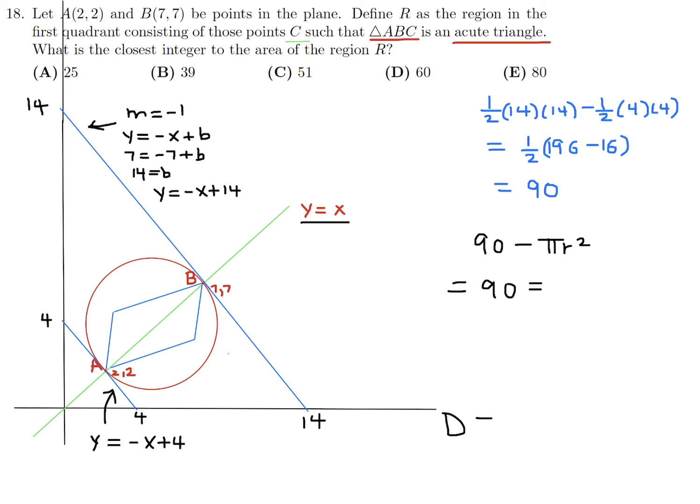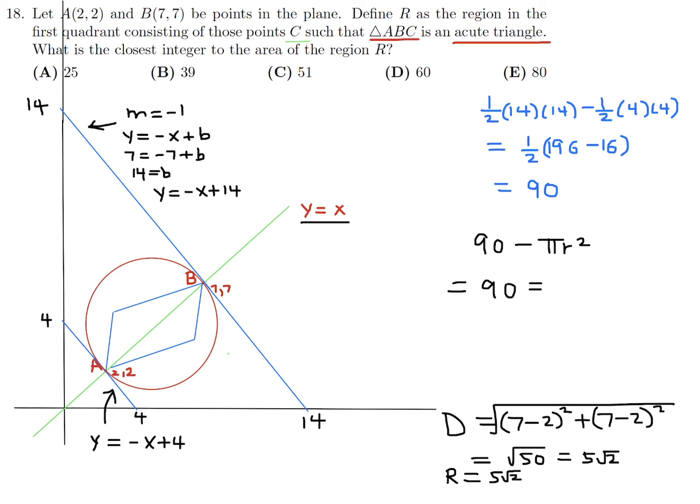So the diameter, first of all, is going to be the square root of 7 minus 2 all squared plus 7 minus 2 all squared. So that looks like 5 squared plus 5 squared, so root 50. And that's 5 root 2, I believe. Right? But then the radius has to be half of that, so 5 root 2 all over 2. So plug that back into here. Pi times 5 root 2 over 2 squared. So we got 90 minus pi. So that looks like 25 times 2, which is 50, divided by 2, which is 25.